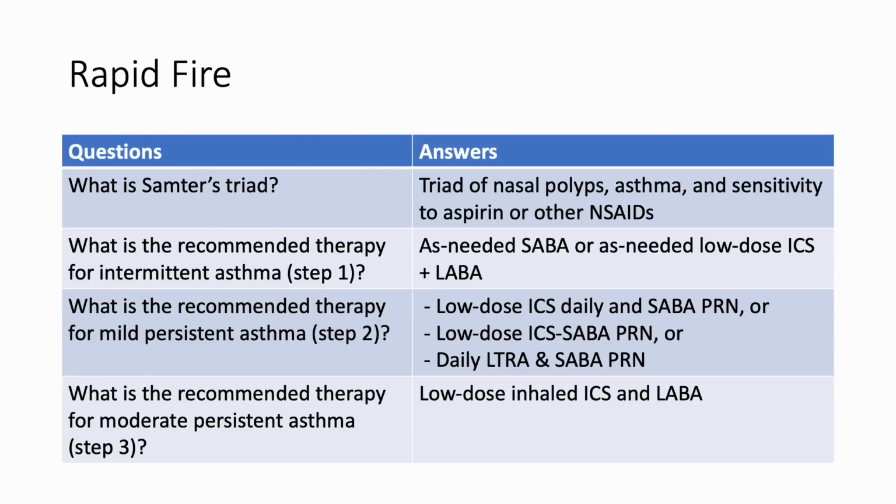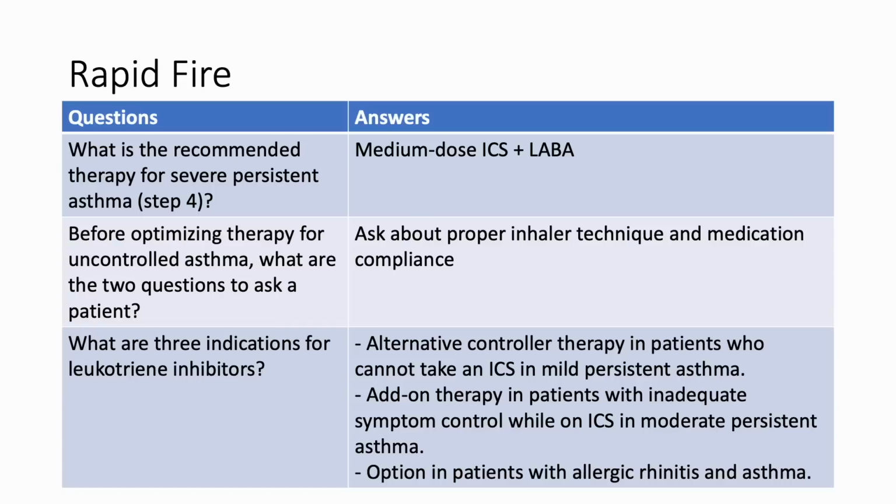What is the recommended therapy for moderate persistent asthma? Low-dose inhaled steroids plus LABA. What is the recommended therapy for severe persistent asthma? It's medium-dose steroid plus LABA. Before optimizing therapy for uncontrolled asthma, what are the two questions to ask the patient? Ask about proper inhaler technique and medication compliance.